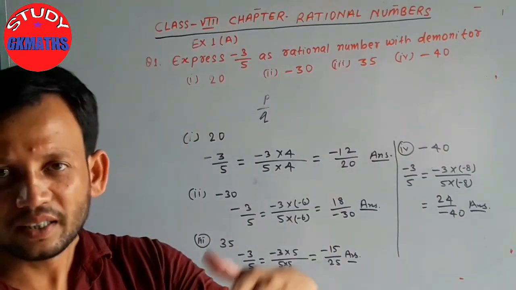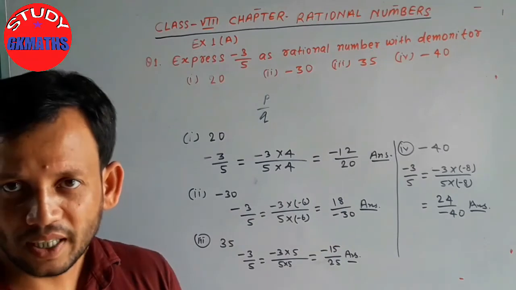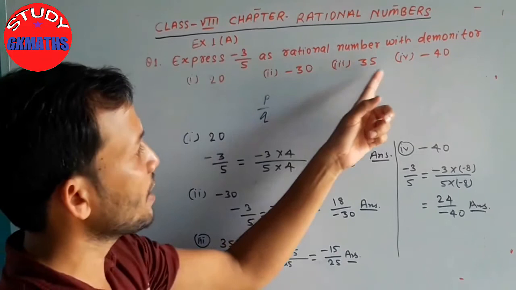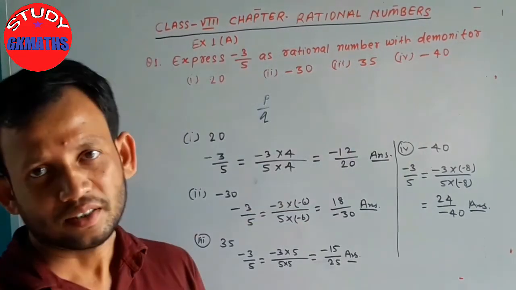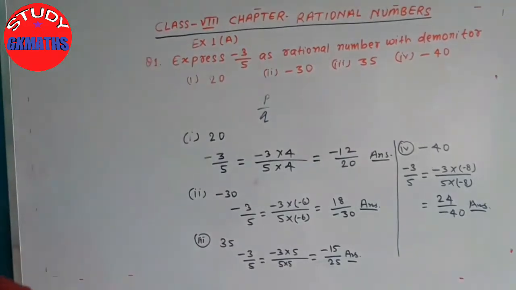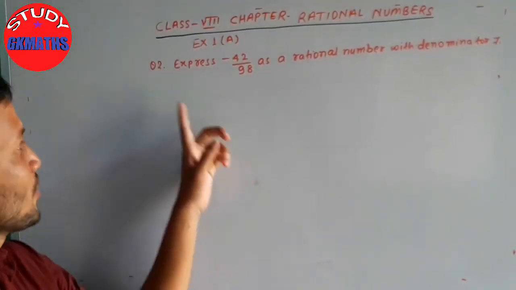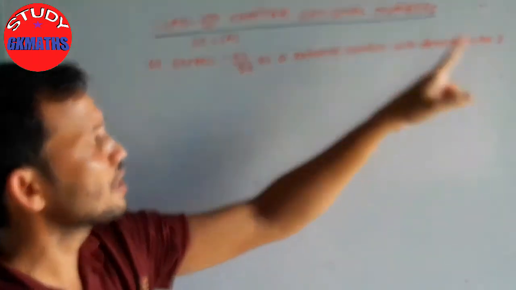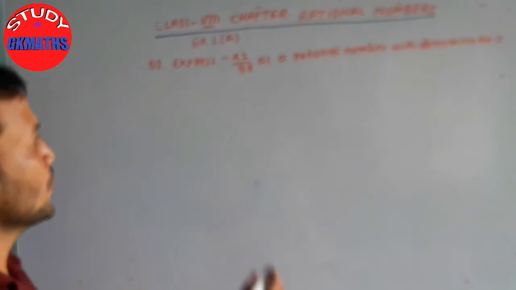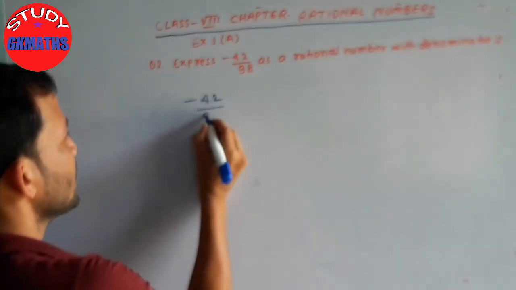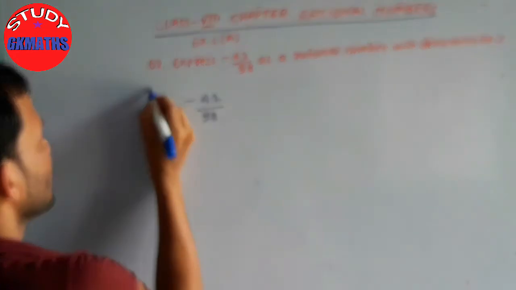So you can find the answers to this question very easily. Simply multiply the denominator. What should be multiplied so that the denominator gets 20, minus 30, 35 and minus 40? Then I will take the next question. The next question is question number 2. Express minus 42 upon 98 as a rational number with denominator 7. Your rational number is minus 42 by 98. You can write the solution.